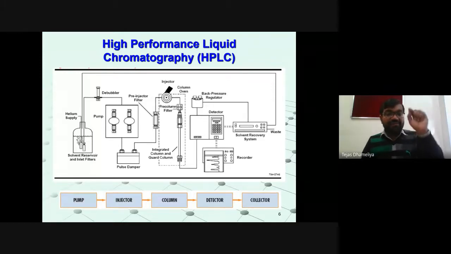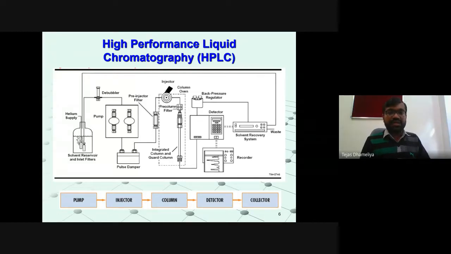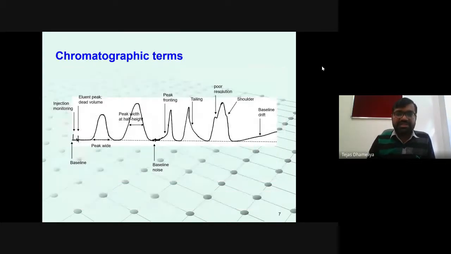Why? Because the actual separation can occur there. Actual separation can only occur in the column, especially in column chromatography and HPLC. Actual separation happens only in the column. That's why it is called the heart of HPLC. We will come across these terms later on.